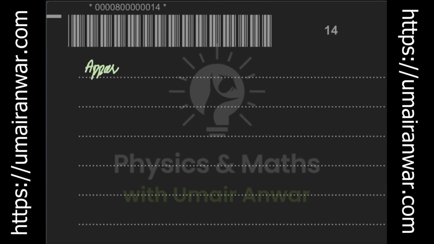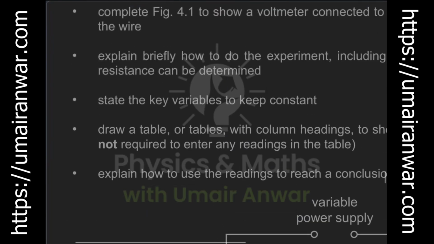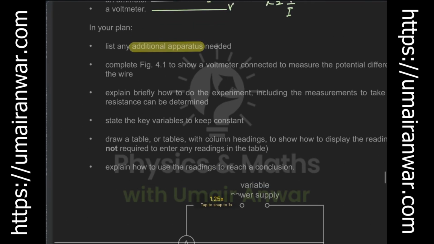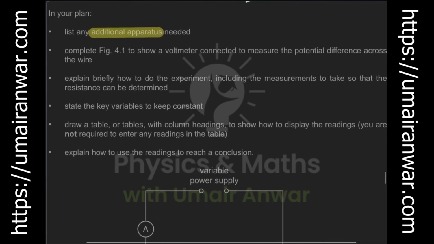So the apparatus needed must include a meter rule for measuring the length of the wire. And secondly, they are saying complete the figure to show a voltmeter connected to measure the potential difference across the wire.